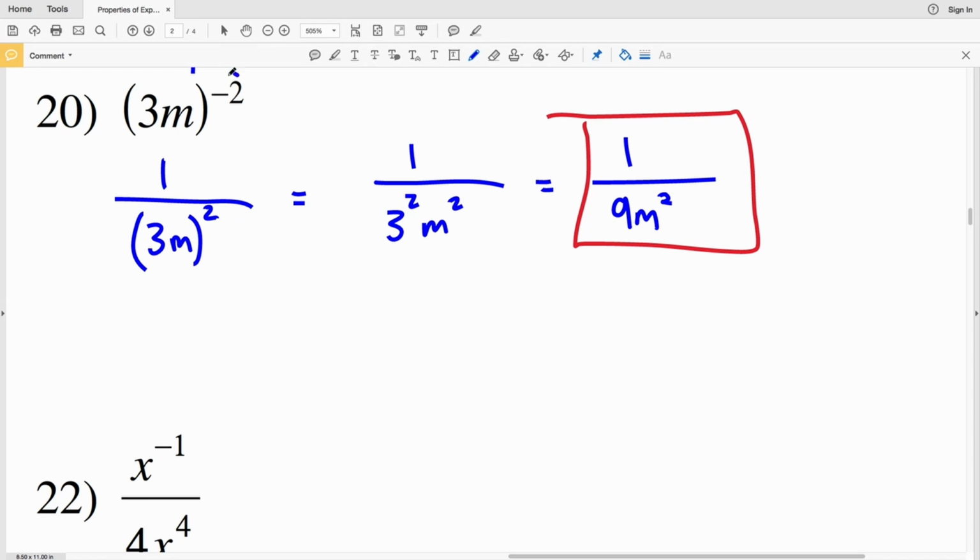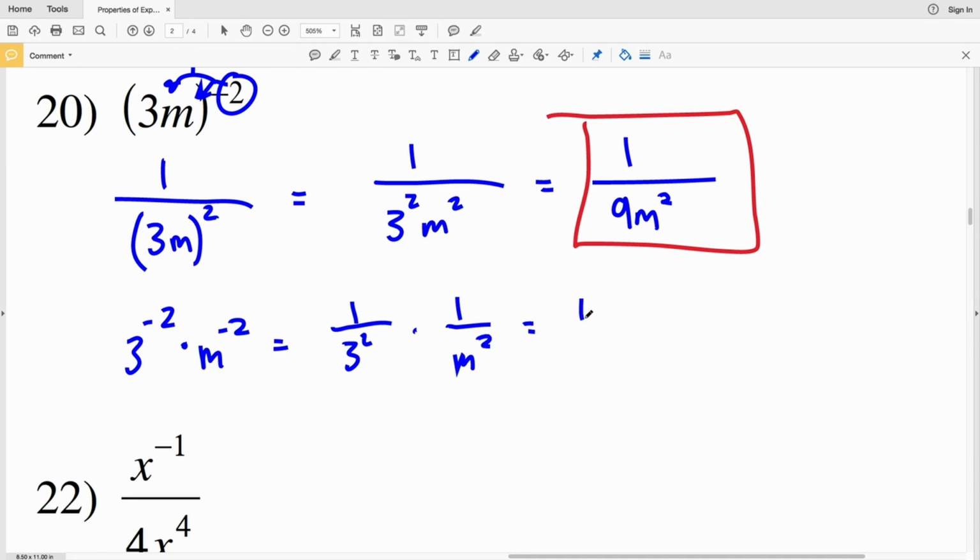Now if I wanted to, I could have started by distributing that negative 2. So then, if I did that first, I would have 3 to the negative 2 times m to the negative 2. Which would be 1 over 3 squared times 1 over m squared, which would be 1 over 9 times 1 over m squared, which would still get me to 1 over 9 times m squared. So I would still get the same answer regardless of whether I distributed the exponent first or whether I created the fraction first and then distributed the exponent. Either way, I'll get 1 over 9m squared for number 20.